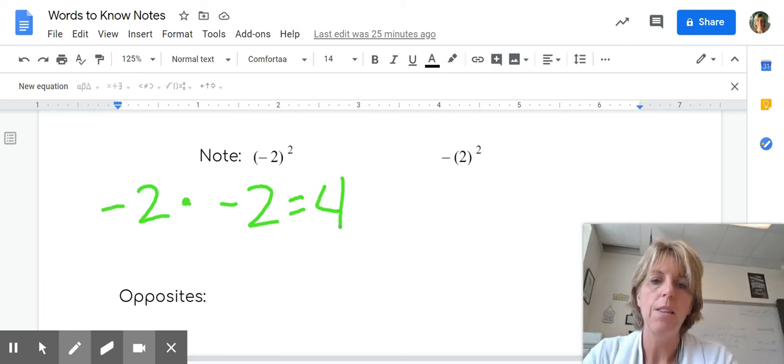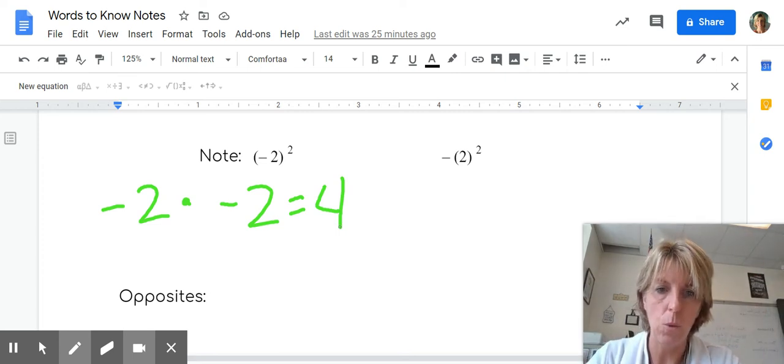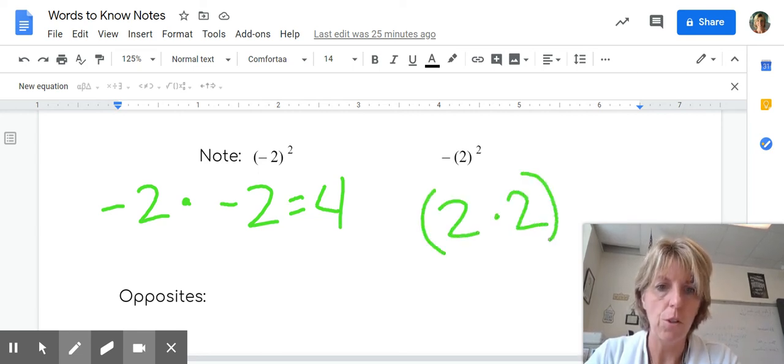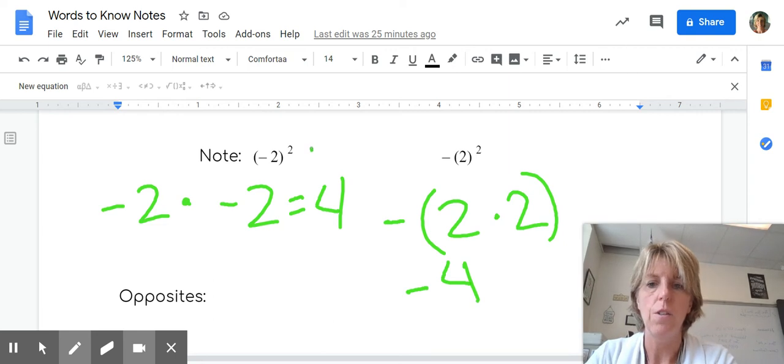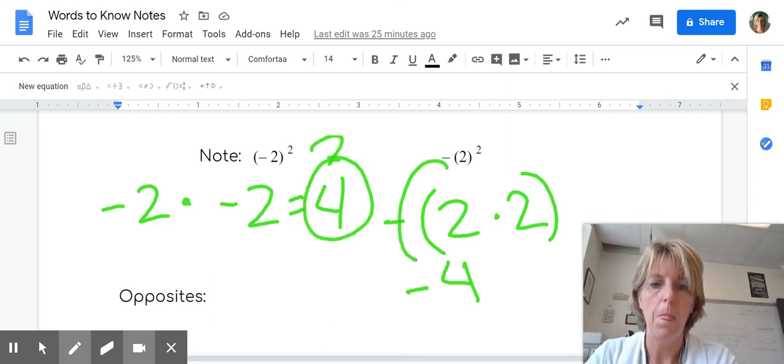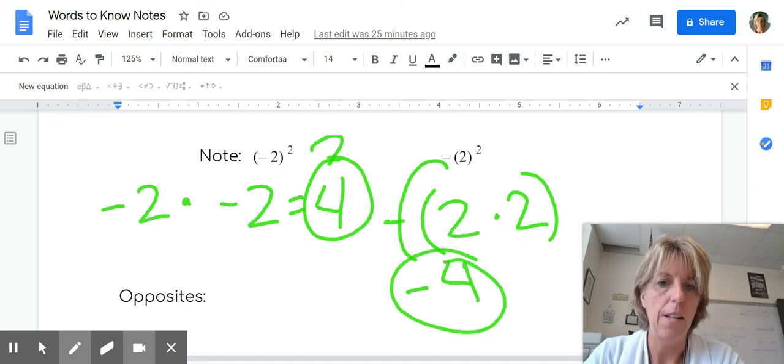This one, the negative's not in the parentheses. What's in the parentheses is the 2. So it's 2 times 2. That's really what we're going to do, is 2 times 2, but that negative is outside of it. So the negative stays outside of it and becomes negative 4. So this one is 4. This one is negative 4. So the negative stays outside of it.